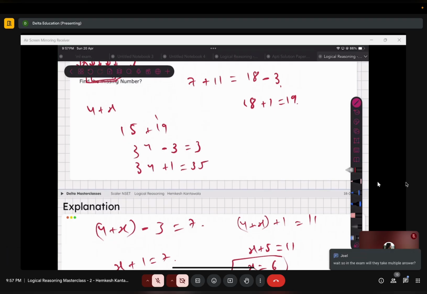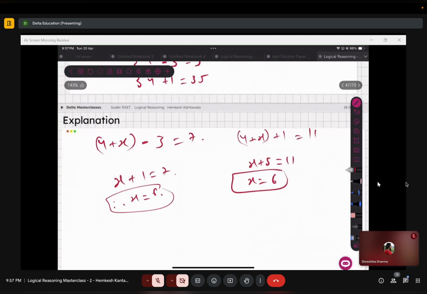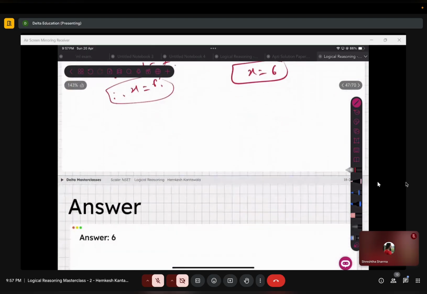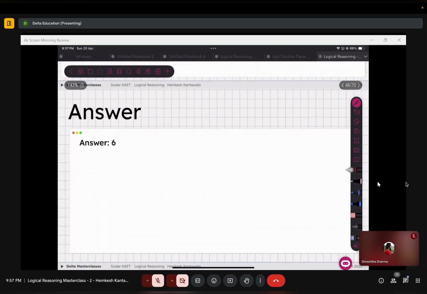Wait, so in the exam, will they take multiple answers? First of all, in the exam, I think there should not be any question which has multiple patterns. But if this comes, then yes, if the pattern is correct, they would take multiple answers as correct. So no worries. So this is correct. 6 was the answer, so 8 could also be the answer.